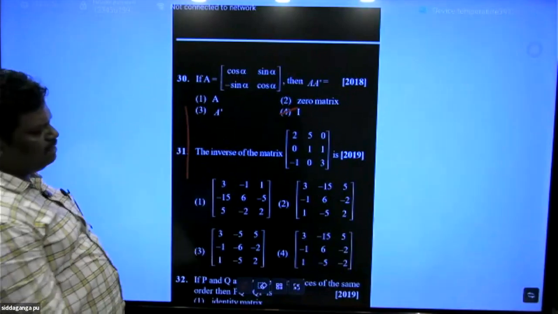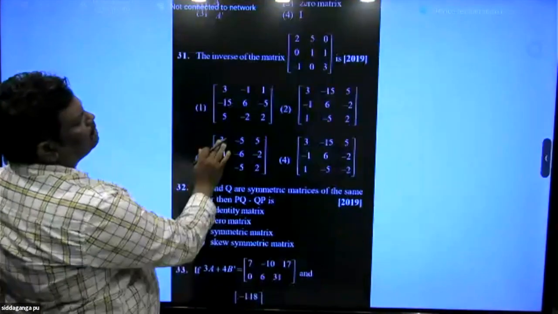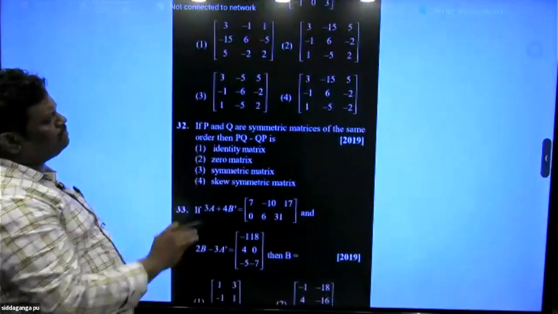Question number 31. We can find out the inverse. We can do that one. Okay. If you have any doubt, next we can.